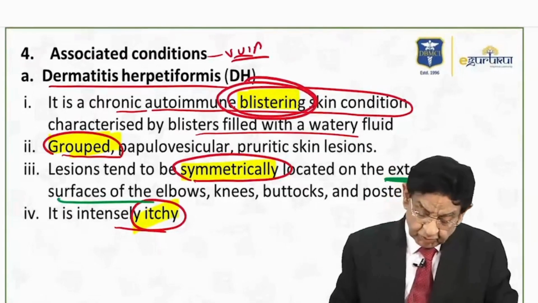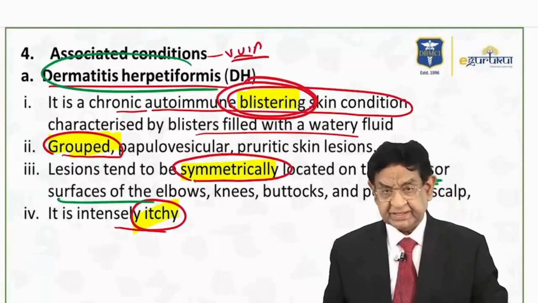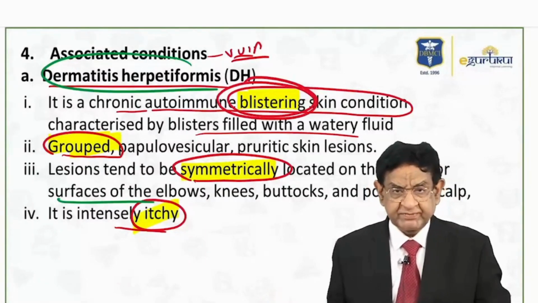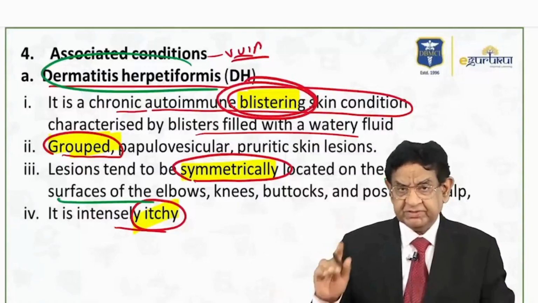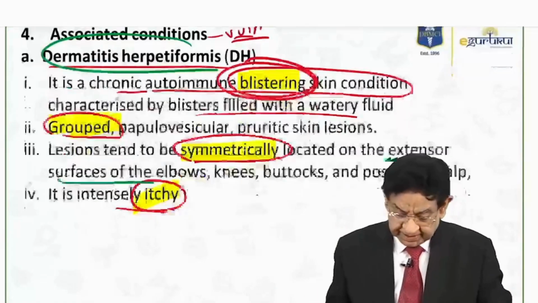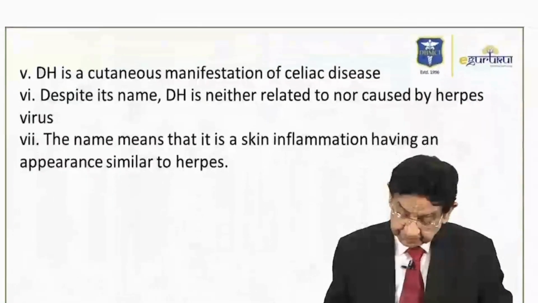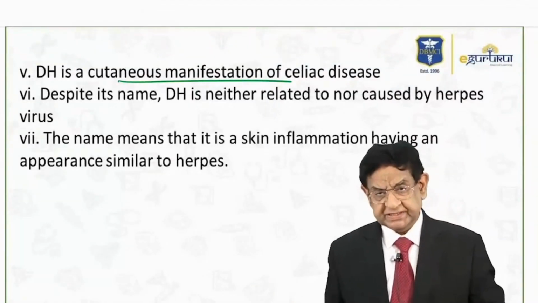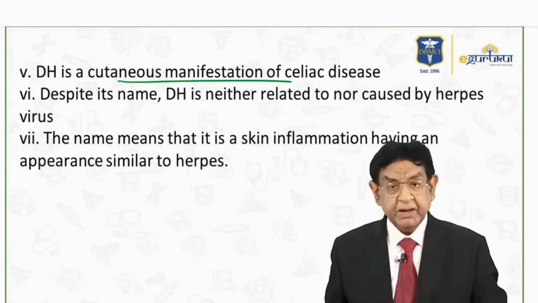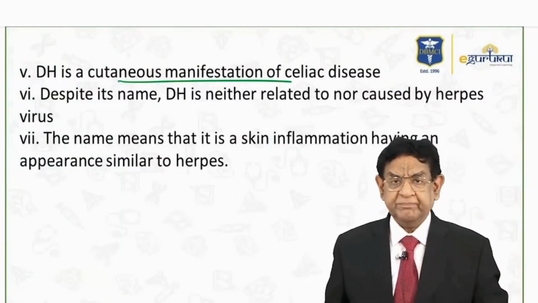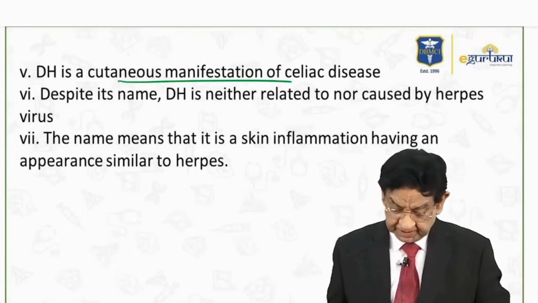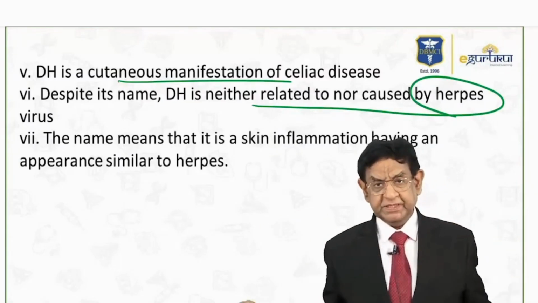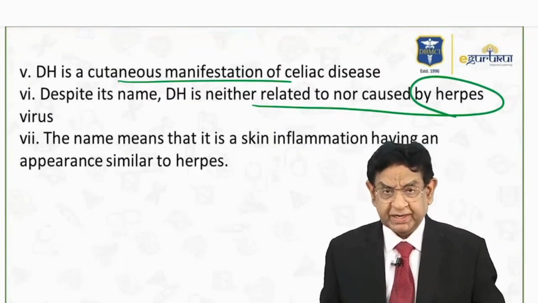In the exam, they will only ask about dermatitis herpetiformis. A patient comes with blister-type lesions, very itchy, in a patient of celiac disease: it is dermatitis herpetiformis. It is a cutaneous manifestation of celiac disease, definitely. Although the name is herpetiformis, it is not related to herpes at all. This is a very confusing point.